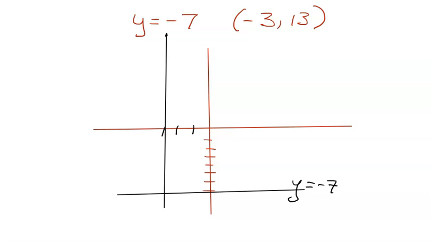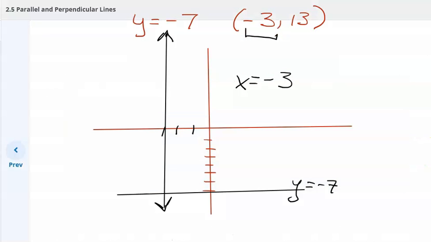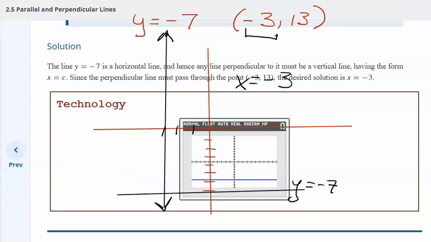And then what would the equation of this line be? Well, going into our toolkit, it's going to be x equals -3. And we can actually pull it right from this ordered pair. All right, let's check it out. And there we see it right there.